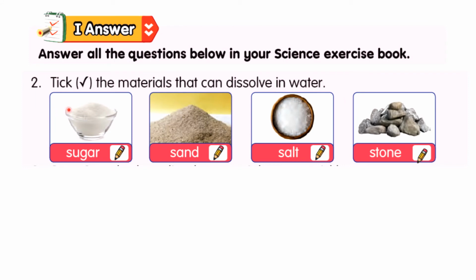Okay, number 2, take the materials that can dissolve in water. Okay, tandakan betul pada bahan yang boleh larut dalam air. Senang je ni, okay. There are 4 pictures here, sugar, sand, salt, and also stone. So, which materials can dissolve in water? Okay, you are right. Sugar and also salt.